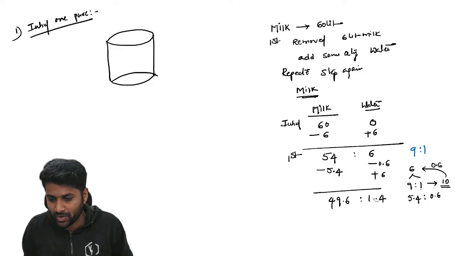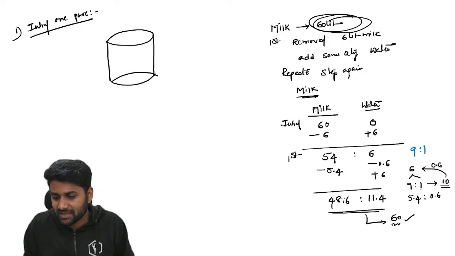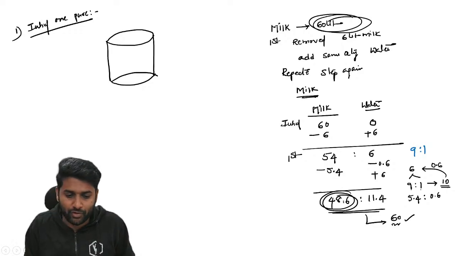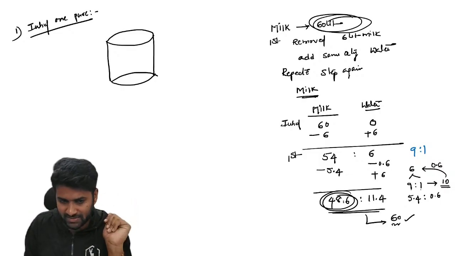Sorry, it's 11.4. This is 48.6. If you add again, then the total quantity never changes. So initially it is 60 liters. Then finally how much is left? 48.6. But if you go through the manual calculation, it definitely takes time. So understand this concept, guys.